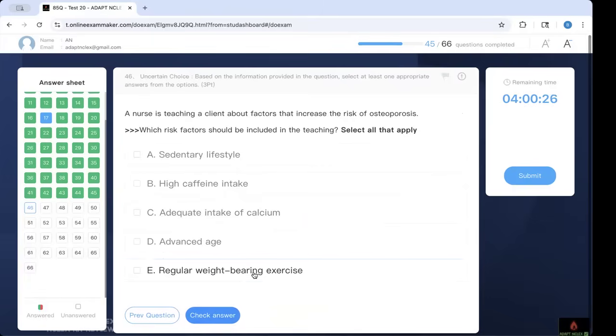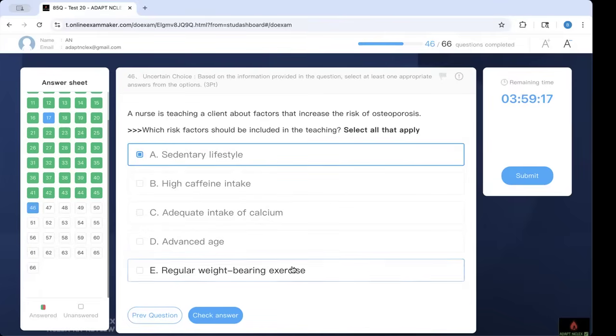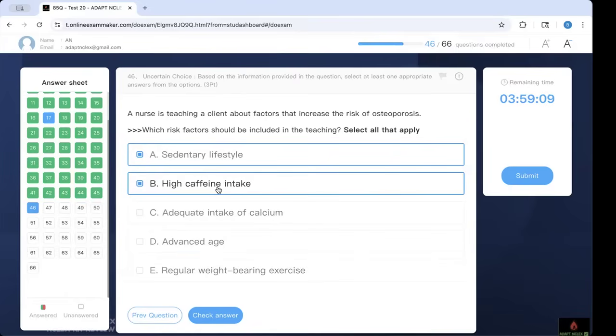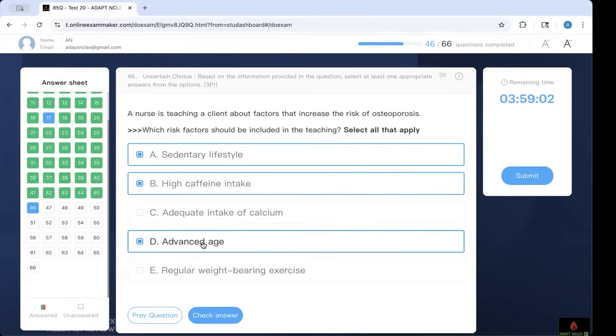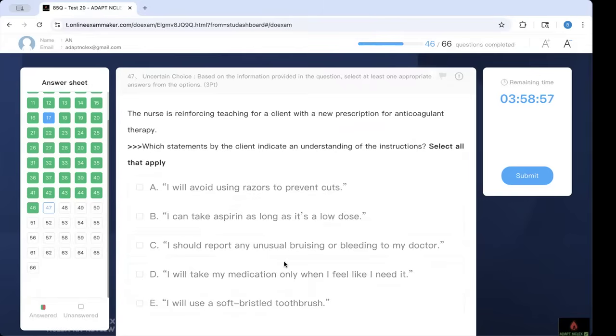Select all that apply. This is teaching a client about factors that increase the risk of osteoporosis. Which risk factors should be included in the teaching? Select all that apply. Sedentary lifestyle is a risk factor for osteoporosis. Caffeine is a risk factor. Calcium intake is much better, protective. Advanced age is a risk factor. Weight-bearing exercise is protective. So those are some points about osteoporosis.